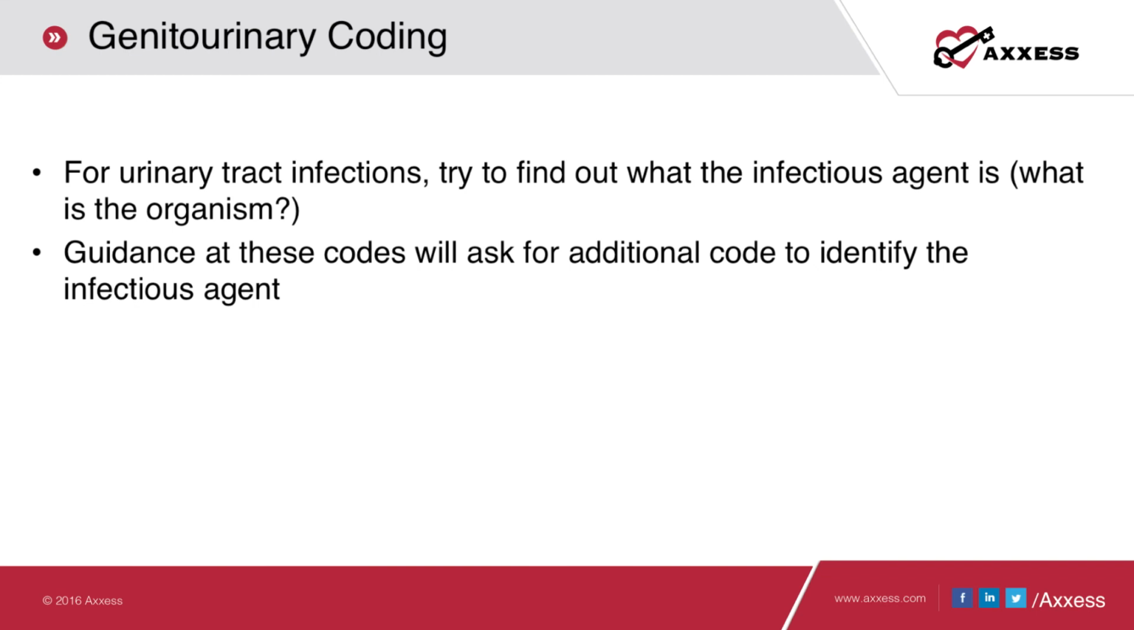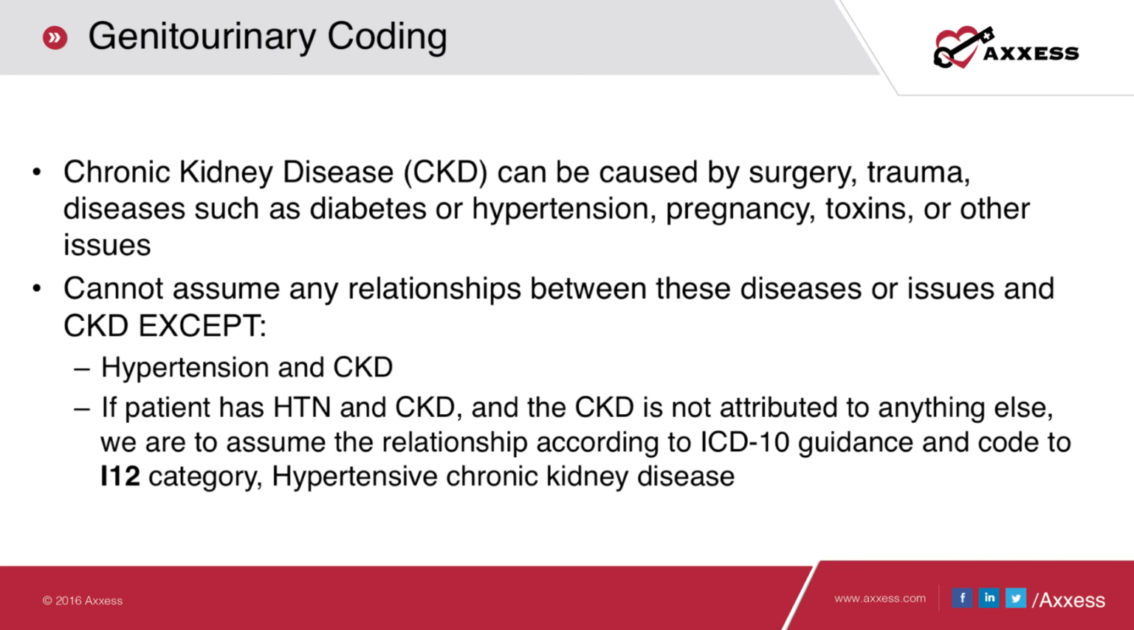When you're coding urinary tract infections, try and find out what the infectious agent is. In other words, what's the organism causing that infection? If you can get that within your 5-day assessment window, then you can certainly code that. If not, you'll just have to code what you have, because our coding guidance tells us to code to the highest level of specificity known. Okay, so your guidance at these codes for urinary tract infections will ask for that additional code to identify the infectious agent if known. All right, let's talk a little bit about chronic kidney disease, or CKD.